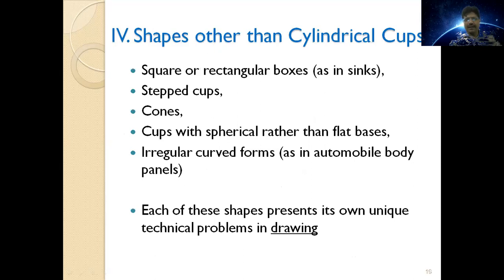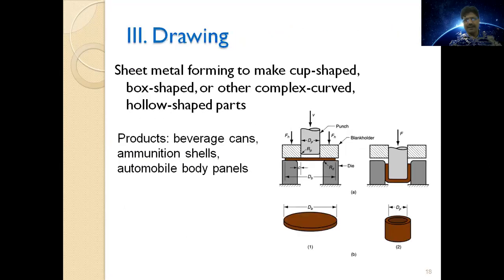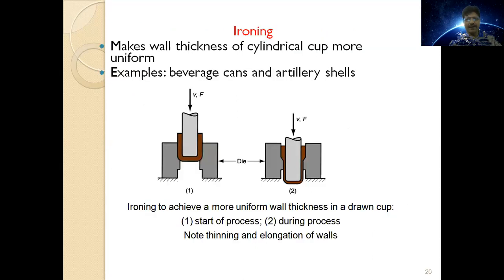Shapes other than cylindrical cups can also be produced. Ironing makes the wall thickness of a cylindrical cup more uniform. This process is known as ironing. When the drawing takes place, irregular surface patterns develop in the drawing process, and these irregular patterns are removed by ironing the walls of the drawn cup.